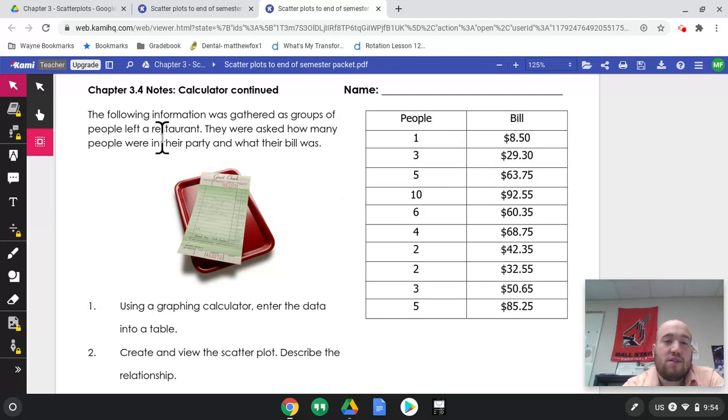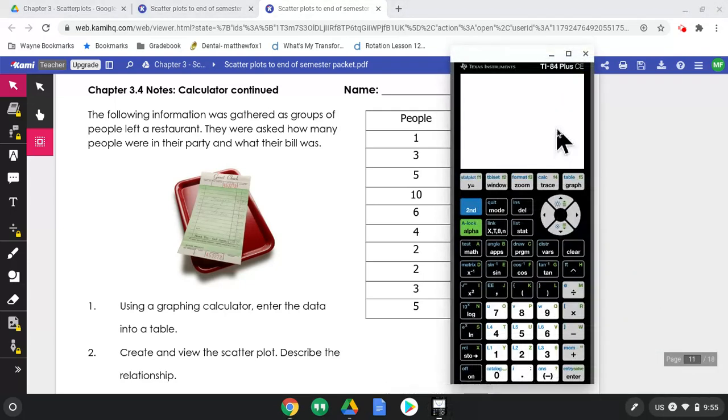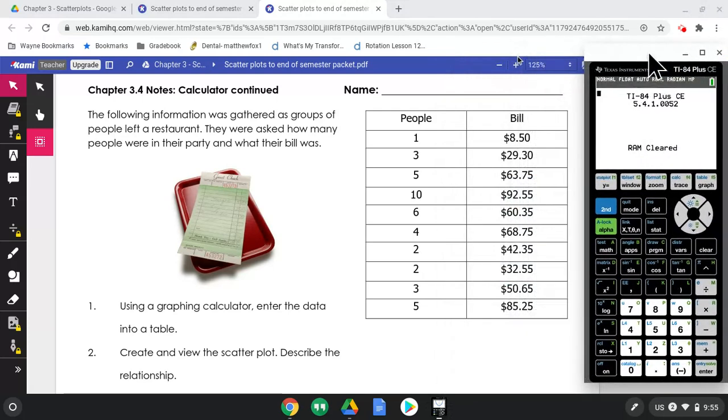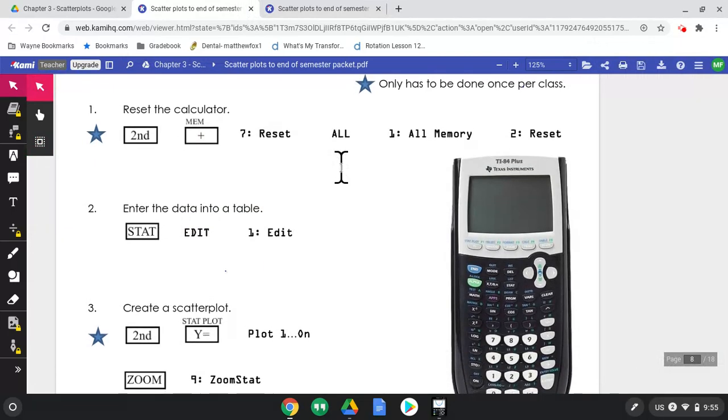But we're going to go ahead and get started here. And on this question it says, the following information was gathered as groups of people left a restaurant. They were asked how many people were in their party and what their bill was. So we need to use a graphing calculator and enter the data into a table. Now I'm going to go ahead and get rid of my video so I have space over here for the calculator. And we also want to go ahead and use our reference sheet.